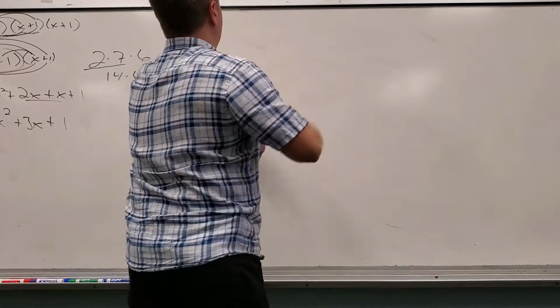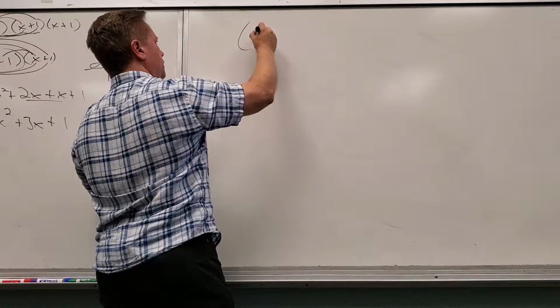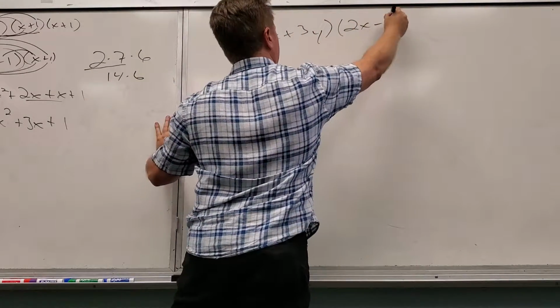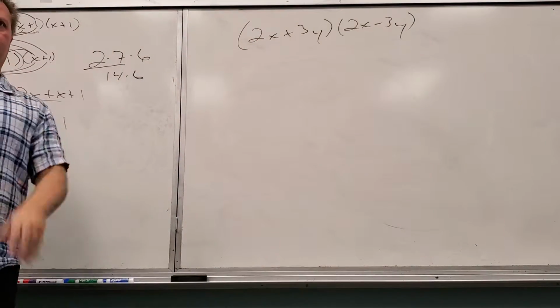So, what about this here? This is a little tiny example of this thing we did earlier: 2x plus 3y times 2x minus 3y. Take a second and do that.